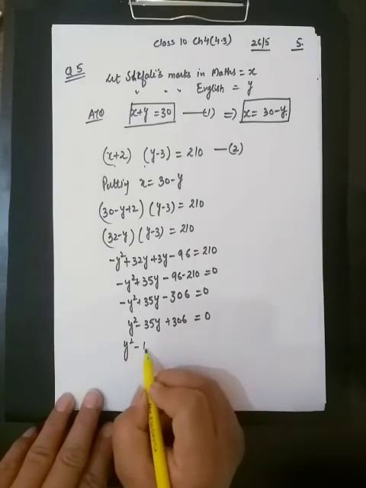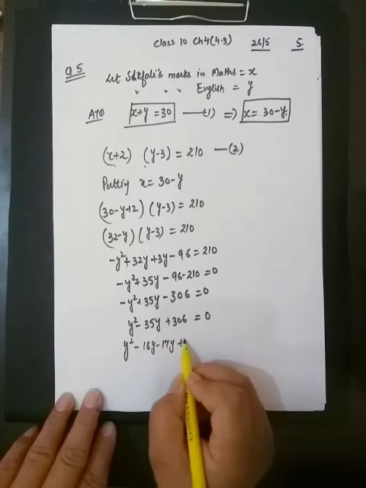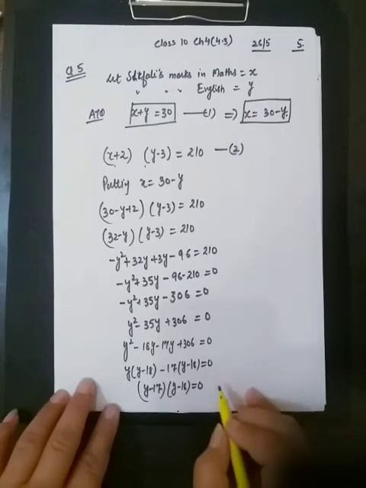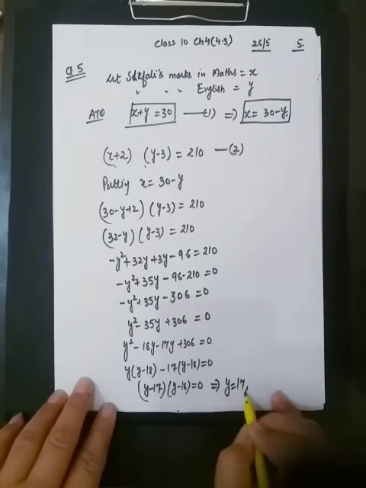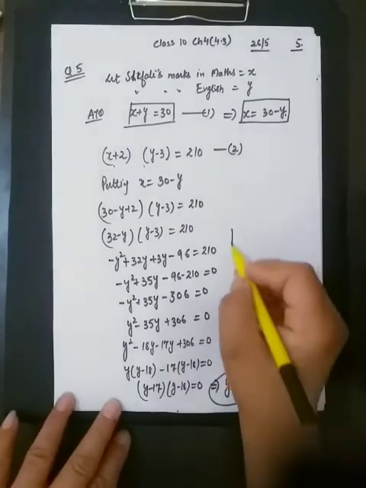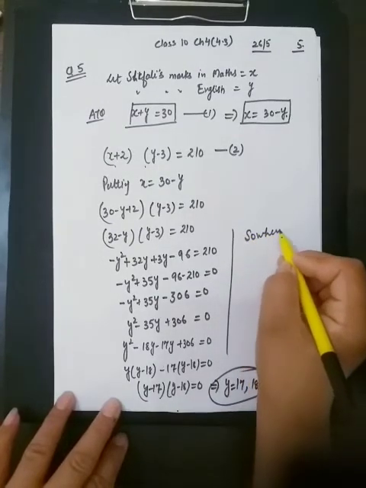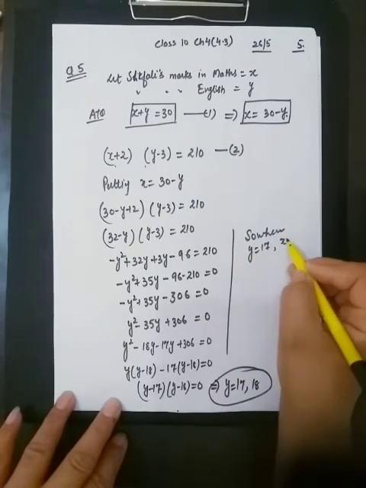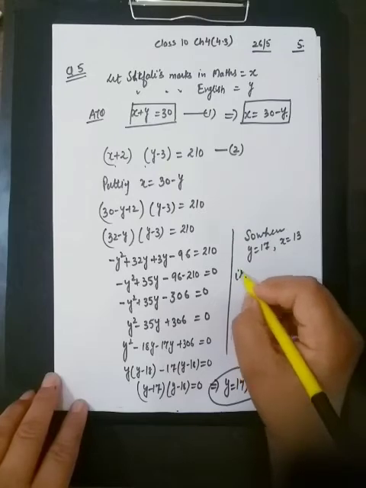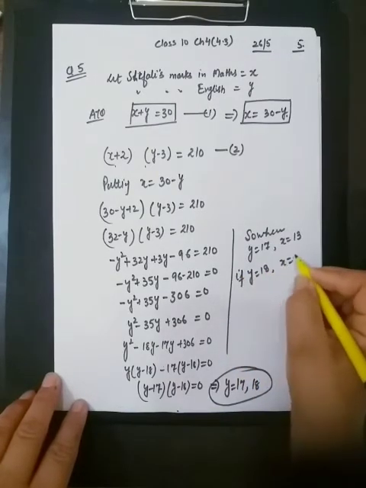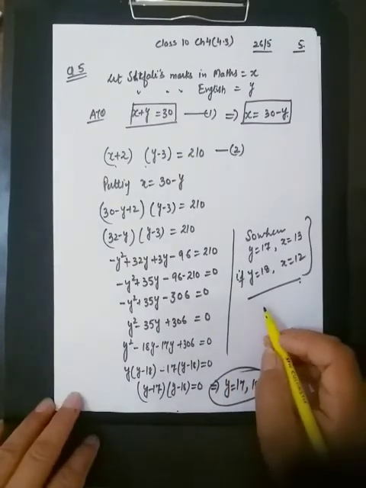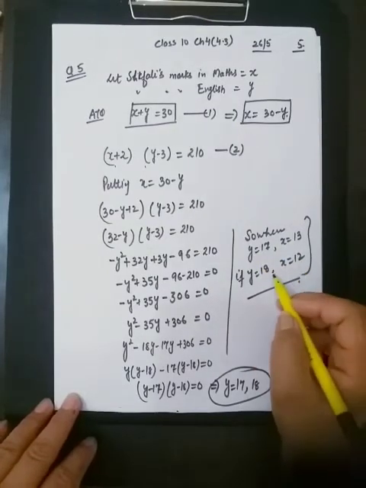So we get y square minus 18y minus 17y plus 306 is equal to 0 and we can factorize it, and from this we get two values of y as 17 and 18, and both the values are acceptable because both are positive values. So when y is equal to 17 then x will be 13 because the sum of marks in 2 subjects is 30. If y is 18 then x will be 12. So her marks in maths and English are 13 and 17, or 12 and 18.